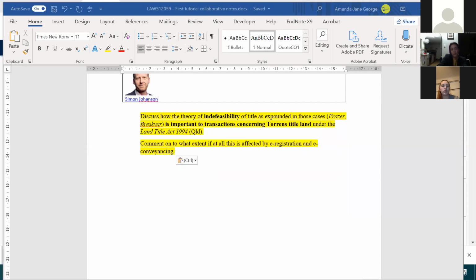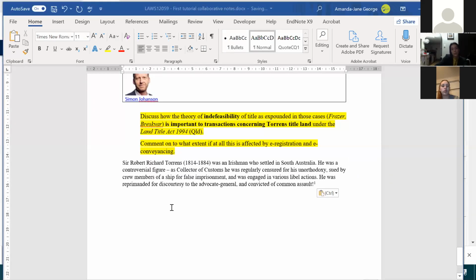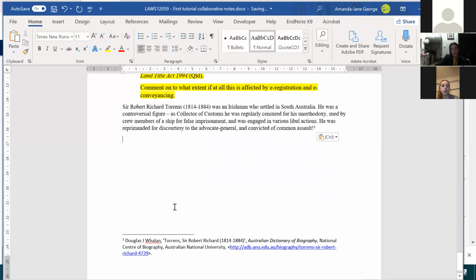Shall I give you a little memory jogger? It's about Torrens title, isn't it? The Torrens, that's right. Richard Torrens. Do you know any of the background of Sir Robert? It's fairly amusing. He was an Irishman who settled in South Australia. He set himself up as collector of customs. He got in on his father's kind of influence.